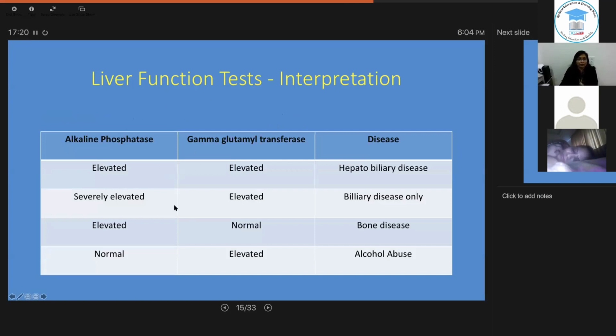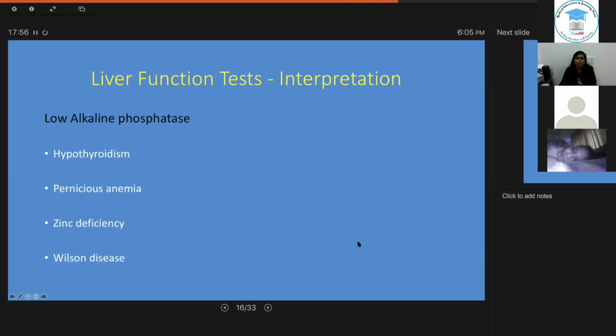Look at the table. This shows alkaline phosphatase, gamma GT and the disease. If both are elevated, this is liver or biliary. If ALP is too much raised and GGT is also raised, this is generally seen in biliary pathology. If ALP is raised with normal gamma GT, look for any bony disease. And if exclusively gamma GT is increased, then look for alcohol as an etiology for liver disease. So by permutation and combination of these two tests only, we can tell about so many things.